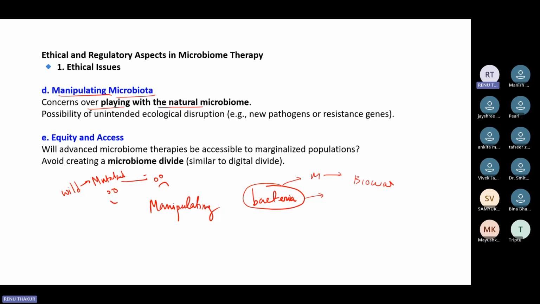Now, as I told you, possibility of unintended ecological disruption, new pathogens or resistance genes. People will always ask you where you dispose of your bacteria, or whatever microorganism you are handling, after completion of your research experiment. This is a very obvious question. You cannot directly flush it into your sink, because that is connected with the normal water bodies. If you dispose of your microorganism directly into the sink of your laboratory, then you are contaminating the water bodies associated with that particular outlet.